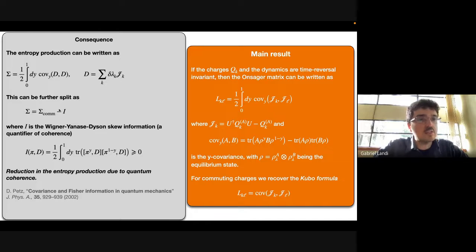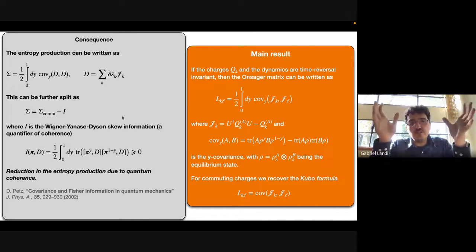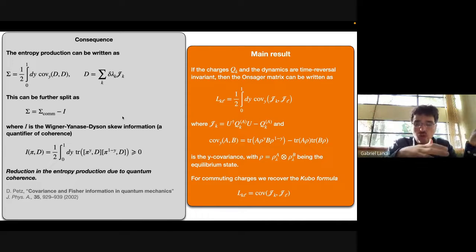So this result essentially says that the entropy production is reduced with respect to the commuting case by a factor associated to this Wigner-Yanase-Dyson skew information. So non-commutativity reduces the irreversible entropy production compared to the commuting case. And it does so by a term that is associated to quantum coherence. So I think that's particularly cool.